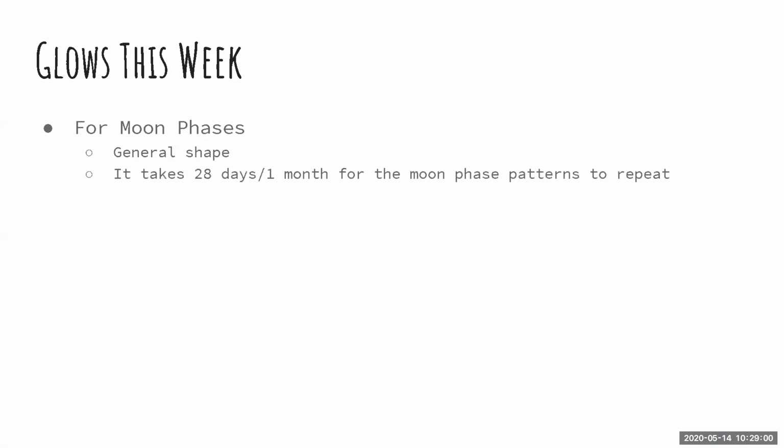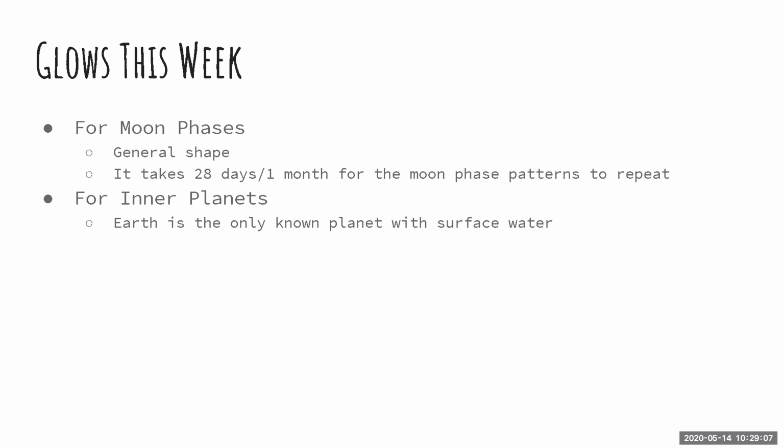You already know. Glows this week. For moon phases, you all did really well on knowing the general shapes, which are crescent and gibbous, and you also know that it takes 1 month or 28 days for the moon phase patterns to repeat. For inner planets, you know that the Earth is the only planet that has surface water, and Mercury has the fastest orbit around the sun.